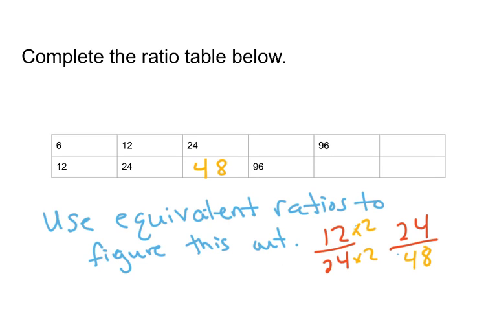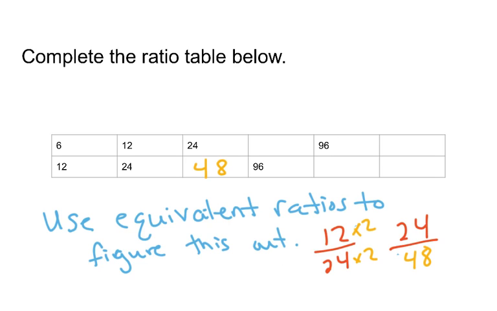Here's an equivalency table where you need to fill in the ratios that are missing. Here's an example. 6 to 12 is there, 12 to 24 is there, and then 24 was given. 48 is what I figured out. So you should set up equivalent ratios to figure this out.